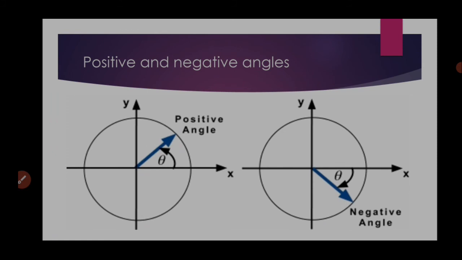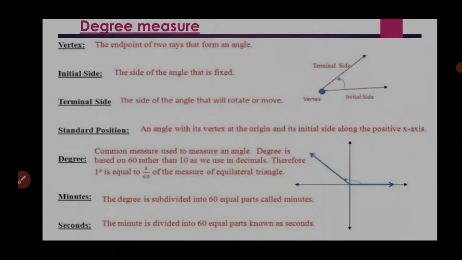Now we'll see first of all positive and negative angles. Angles always start from the x-axis. From the x-axis, if the angle goes in the anti-clockwise direction, it is called a positive angle. But if it goes in the clockwise direction, then it is called a negative angle. So theta if it goes up and minus theta if it goes down.